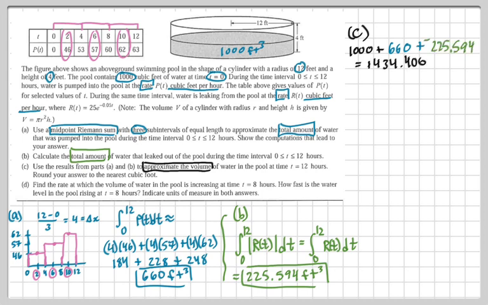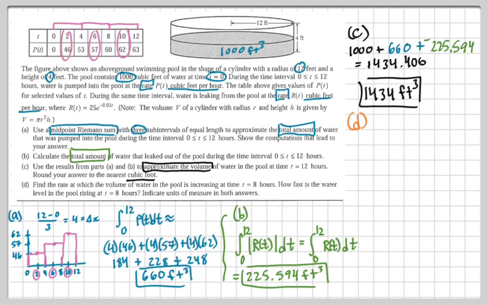Using our calculator, we get this answer, and because they said round your answer to the nearest cubic foot, I can write out 1,434. Now, I don't have to write the units, but I'm going to anyways. The reason why I don't have to is because they say it in the question, which means they're not going to be giving me points for those units. But the answer is 1,434.